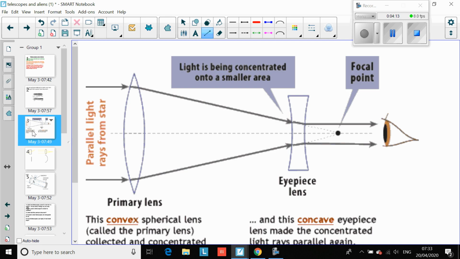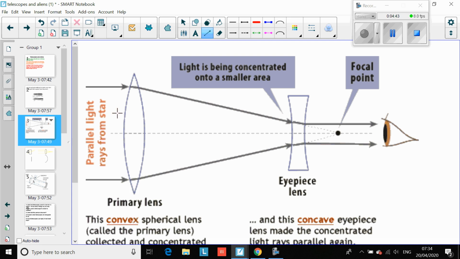So light comes in a straight line, and then when it hits the lens, it will bend the light inwards towards a point here called the focal point, or the focus. The reason this works is that it takes very faint, very distant light and concentrates it, focusing it all to a point. Can everyone see what this first lens is doing?